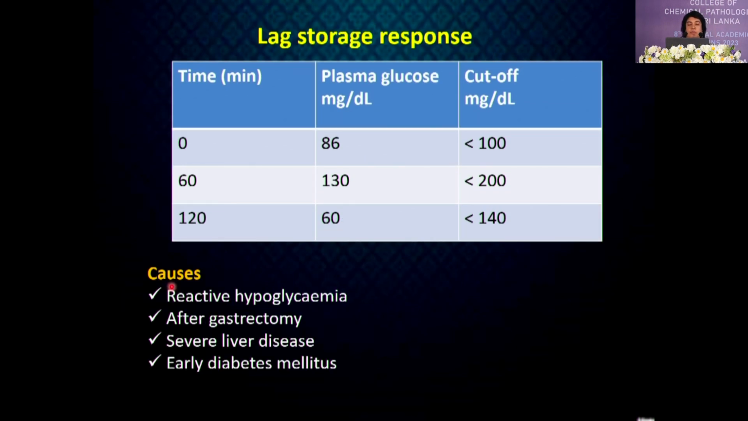This is the lag storage response test. Here the glucose absorption is rapid, and you can get mild to moderate hypoglycemia in the second hour sample. It could be due to reactive hypoglycemia after gastrectomy, or severe liver disease, and in early diabetes.